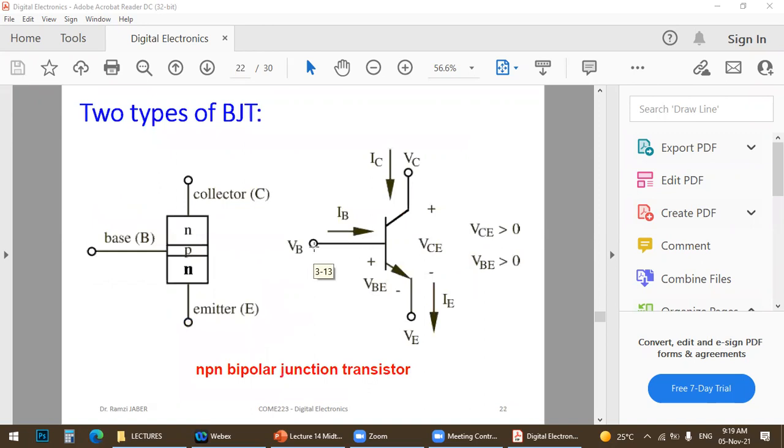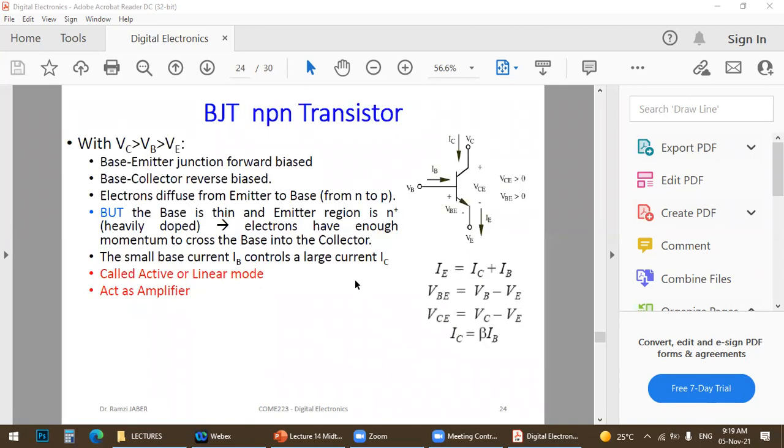Also, as you can see here, the current IB will let the current IC pass to the current IE, okay? So PNP we will not work with. So these are the equations. When this is operated, IE always equals IC plus IB. But IB is very small and IC is very big. VBE, which is VB minus VE, must be 0.7 or above to operate this transistor in saturation mode.